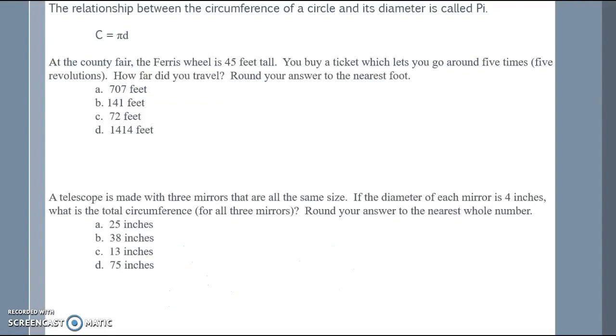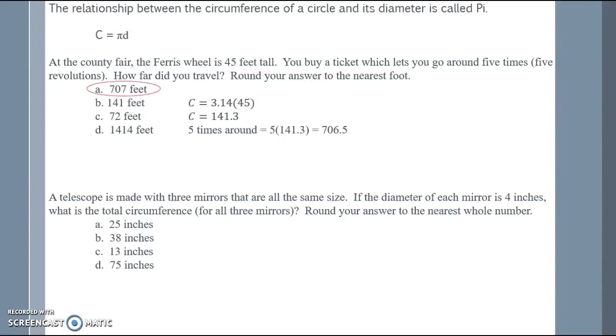At the county fair, the Ferris wheel is 45 feet tall. You buy a ticket which lets you go around 5 times, or 5 revolutions. How far did you travel? Round your answer to the nearest foot. Well, 45 feet tall would be the diameter from the bottom to the top of the Ferris wheel. So I can take 3.14 times 45, which gives me 141.3, or rounded to the nearest foot, part B. However, we're going 5 times around, so I would need to take 5 times the one circumference, giving me 706.5. This is the correct answer for part A.